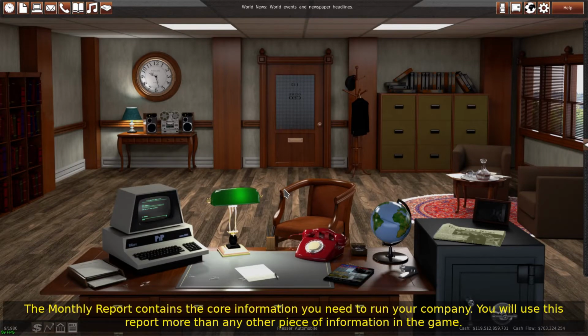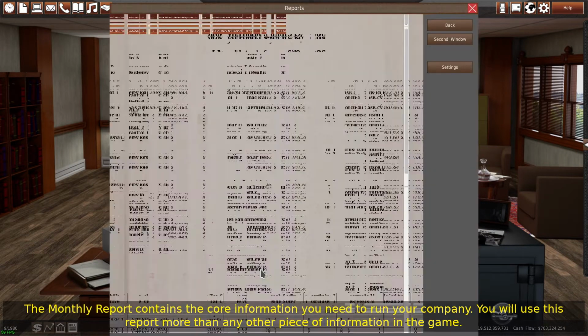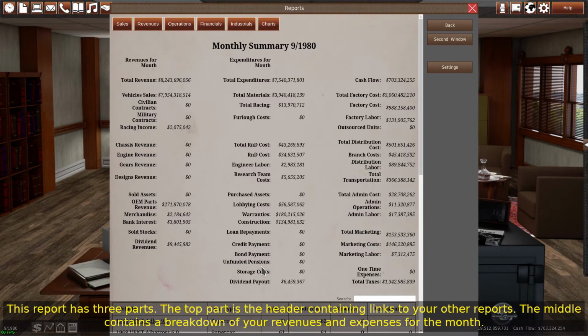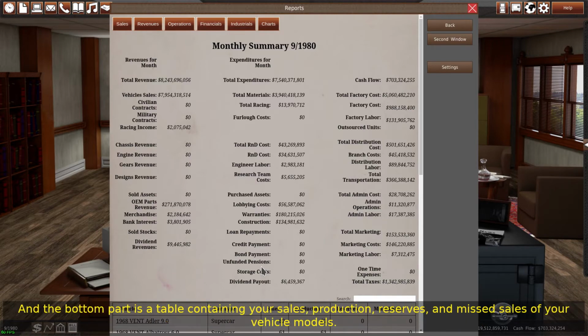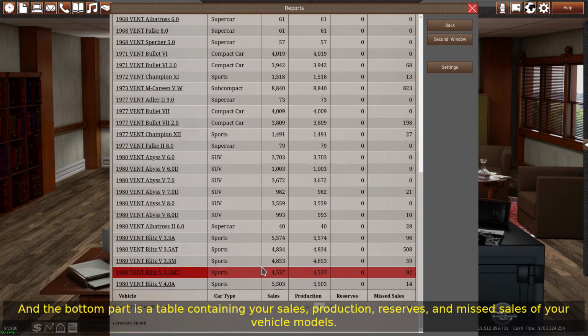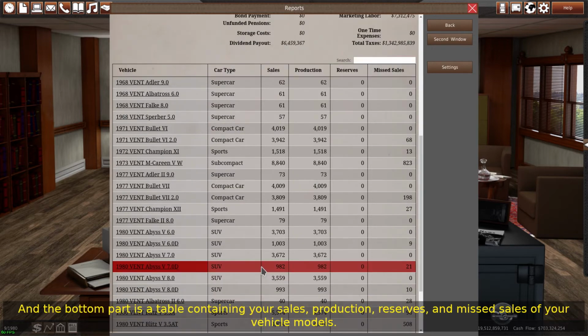The monthly report contains the core information you need to run your company. You will use this report more than any other piece of information in the game. This report has 3 parts. The top part is the header containing links to your other reports. The middle contains a breakdown of your revenues and expenses for the month. And the bottom part is a table containing your sales, production, reserves, and missed sales of your vehicle models.